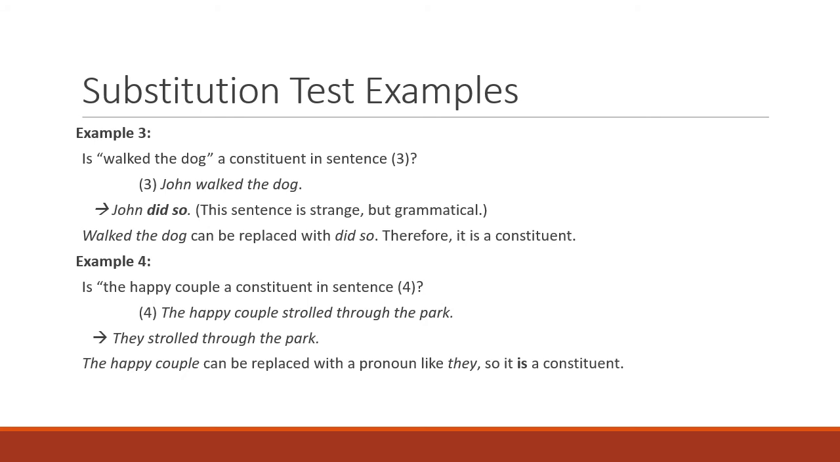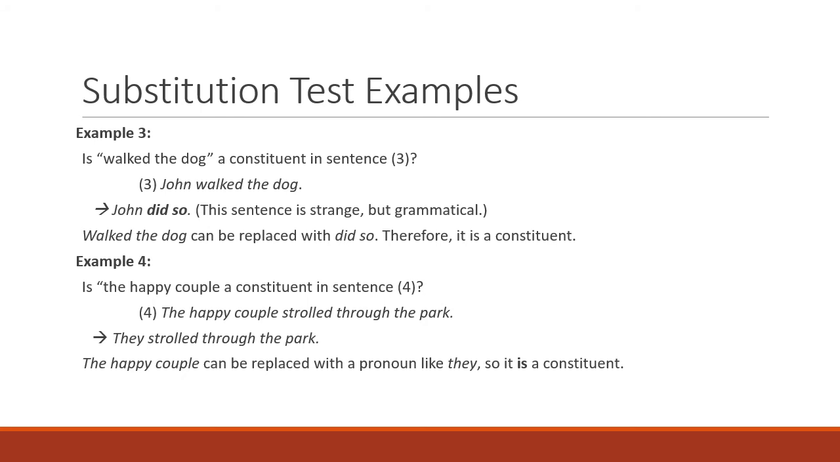So "walked the dog," is that a constituent of 3? "John walked the dog." And in this case, it's a verb phrase, so you can replace it with "did so." "John did so." It's kind of odd, but you can replace it with that. "Walked the dog" is a constituent, right? Also, "the dog" is a constituent in this too, right? Because you could say "John walked it." And "the dog" is a noun phrase within the verb phrase of "walked the dog," within the sentence "John walked the dog." So you can see how these things are getting embedded at this point.